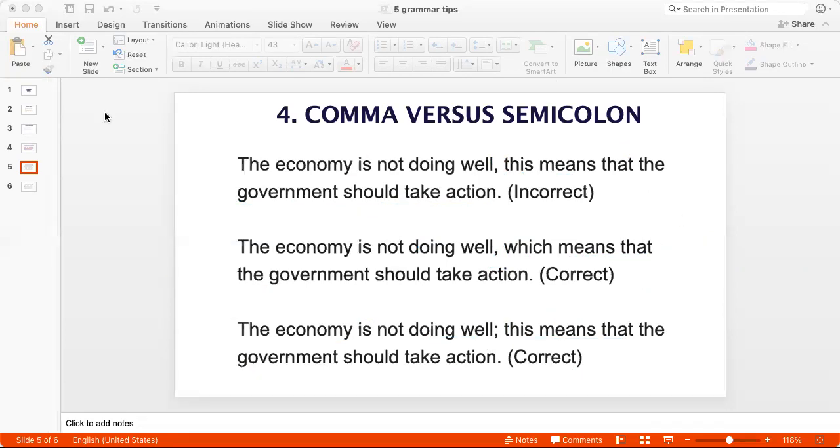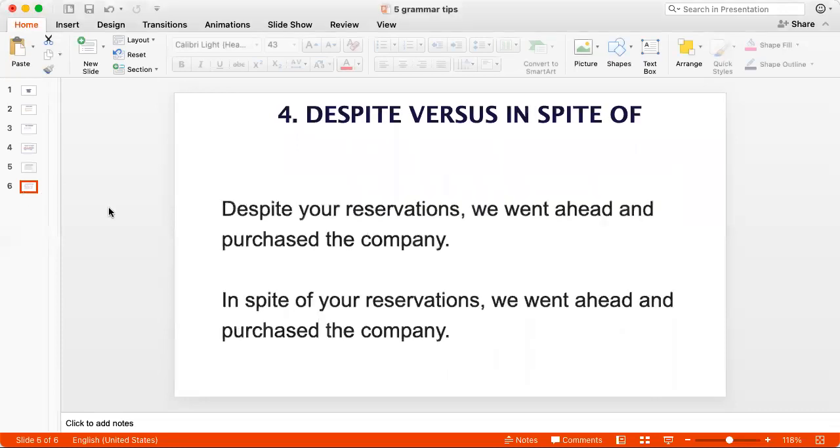Okay, and let's go to tip number 5, the use of despite and in spite of. So both of them mean the same thing. Both of them are meant to indicate that, for example, if I say despite your reservations, we went ahead and purchased the company. It means that yes, we know that you had reservations, you had some issues, you had raised some concerns, but despite all of that, we went ahead and purchased the company, right? So even though there were concerns, we kind of didn't consider them.